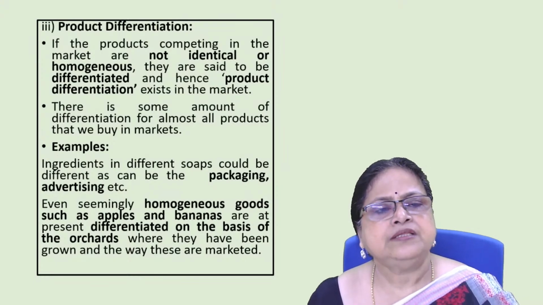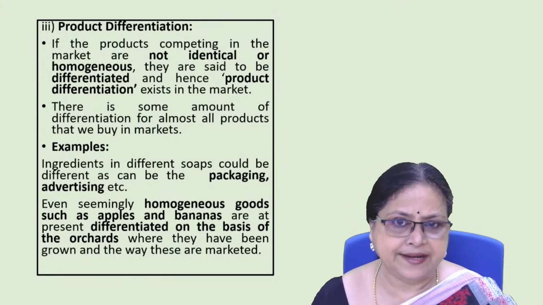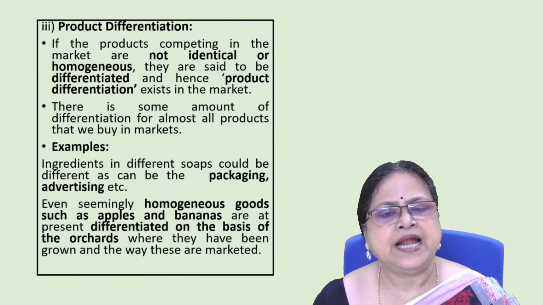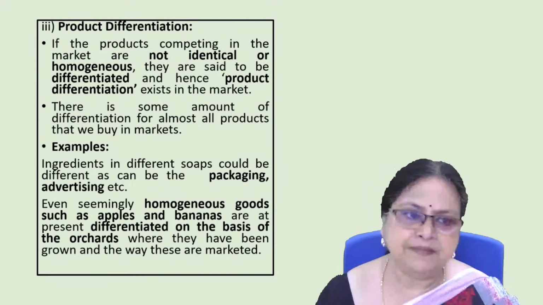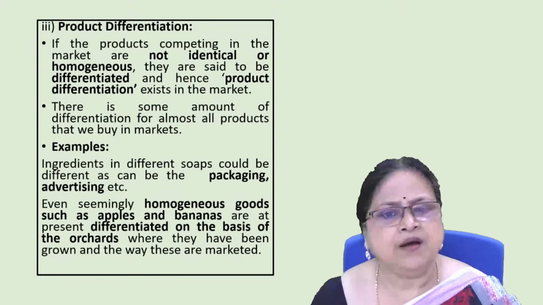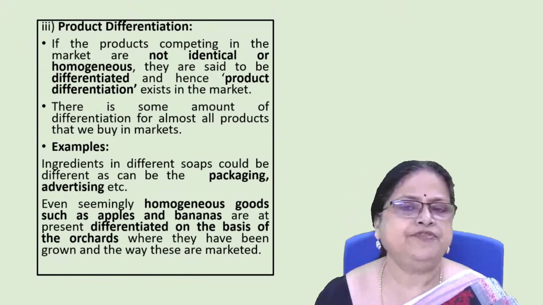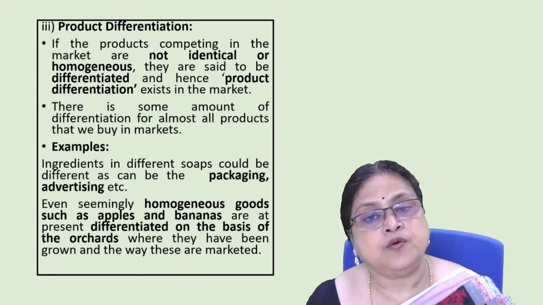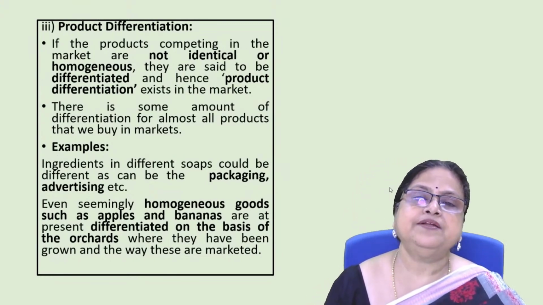Now, number three, that is product differentiation. If the products competing in the market are not identical or not homogeneous, they are said to be differentiated, and hence differentiation exists in the market. There is some amount of differentiation for almost all products that we buy in the markets. But generally for pure competition or perfect competition, we assume that all the commodities are homogeneous. That we discuss later on. But now, what is product differentiation?